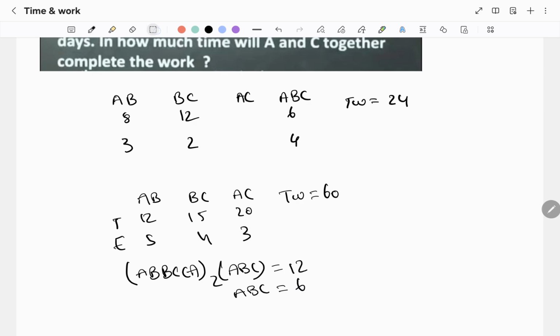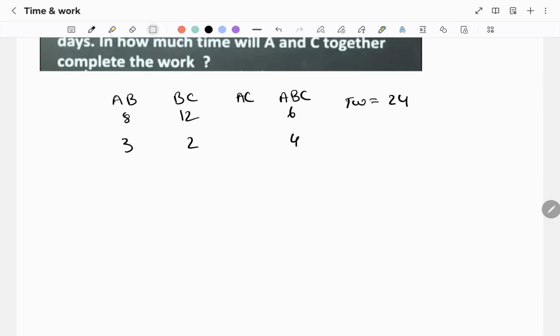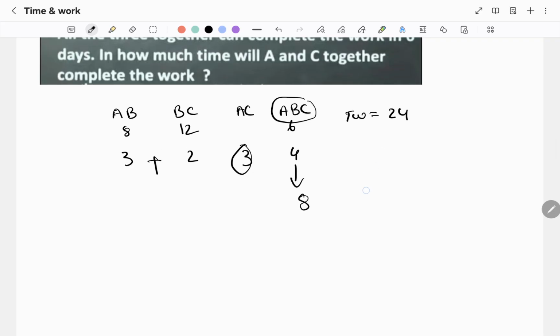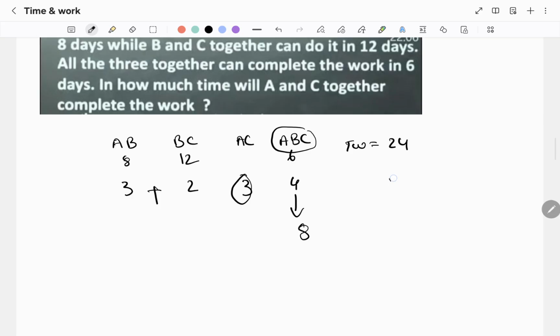This part, if you understand, then this question becomes easy. Now see, if I add AB, BC, CA, it will be double. Means this 4 becomes double. So then 3 plus 2, 5. Then AC must be 3. Then AC will complete in how many days? In how many days will AC together complete the work? So 24 by 3. Work by efficiency gives days. 8 days. Hope you understood this.